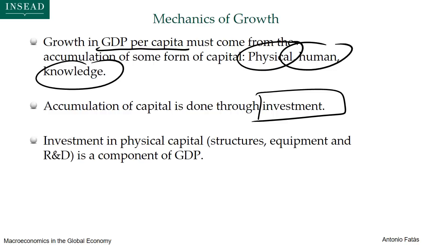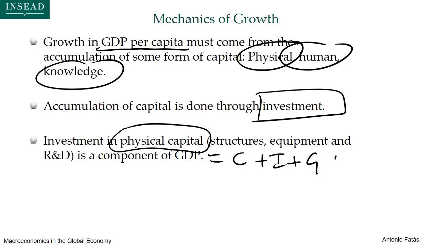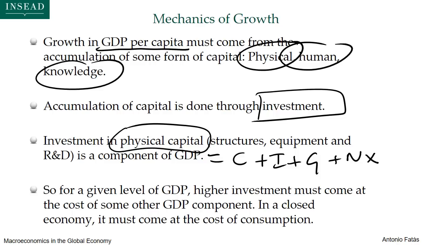Now, if we think about investment in one particular category, which is investment in physical capital, investment is a component of GDP. Remember that GDP is equal to consumption, investment, government consumption, and net exports. This says that when we think about growth through investment, if we increase investment to grow GDP, something has to come down. In the case of a closed economy, where net exports are zero, more investment has to come from either lower private consumption or lower government consumption. So we see clearly the trade-off between investment and consumption when we think about the drivers of growth.